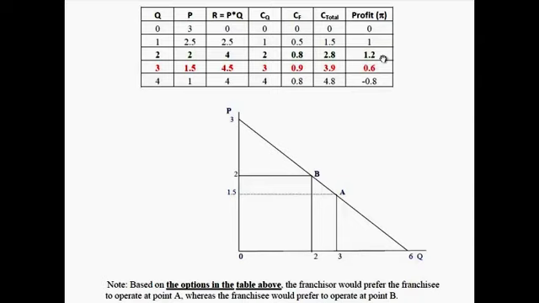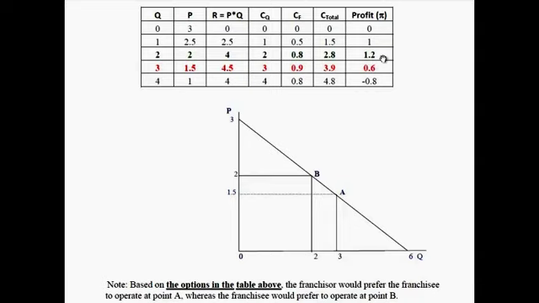Notice that because we're only dealing with whole numbers here, we don't get to see the 1.75, which is the quantity that maximizes profit, or the 2.125, which is the price that maximizes profit. But the table gives you an idea of how you can increase your profit by cutting back on the quantity you sell and charging a higher price.